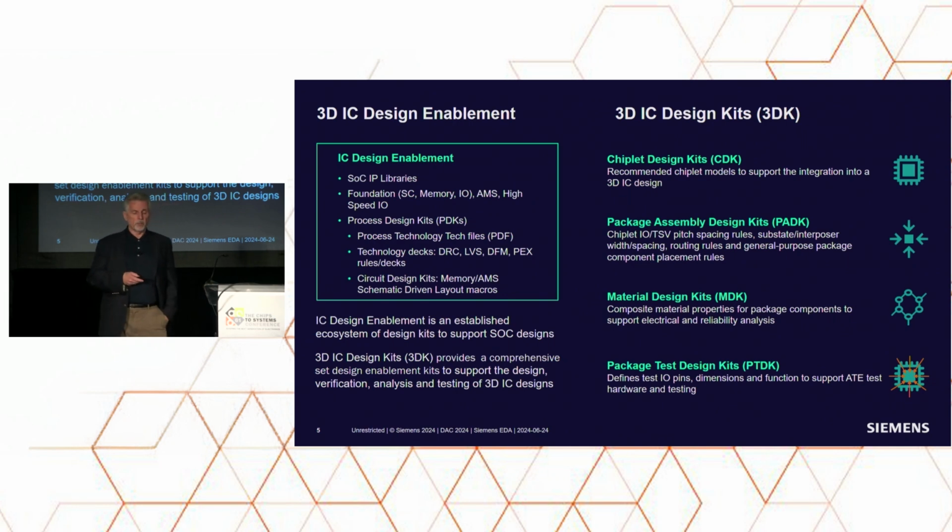Some of the key components of that are CDKs. This is called the Chiplet Design Kit. This was built on the work where we defined the models and the deliverables for a chiplet. The other one is package assembly design kits. So this includes a bunch of different technology files that describe different rules for building the different components, defining the interconnect, as well as the connectivity.